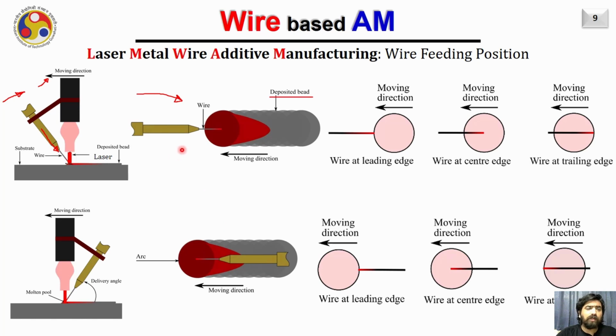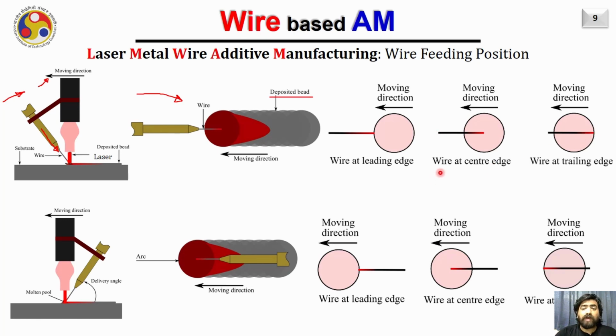This particular type of feeding mechanism is called the front feeding mechanism. In this case, the moving direction is like this, and you are feeding the wire from the front side of it. There are three possibilities where the wire may get melted. The wire may get melted at the leading edge, meaning at the very beginning. Also, the wire may melt at the center edge after entering into the melt pool in the top view, and the wire may also melt at the trailing edge, which is somewhere here.